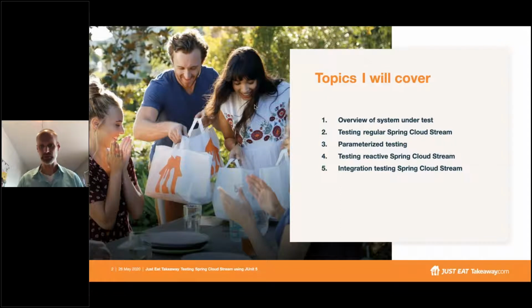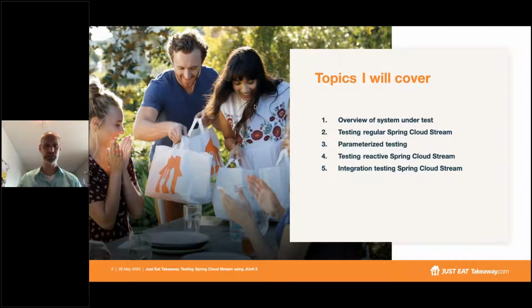So what I want to talk about today, first I will give you a small overview of the system under test. I will build further on what David showed you, but zoom in a bit on the processor. I will first show you how to test it using just regular Spring Cloud Stream. Then I will show you how to rapidly make a whole lot of tests using parameterized testing. After that, I also want to show you how to do it in a reactive way. So those beautiful fluxes that David showed you, how can we test that? Because it's different from testing in the regular way. And last but not least, if there is time, I want to show you how to do an integration test using Spring Cloud Stream so that we can test the entire thing.